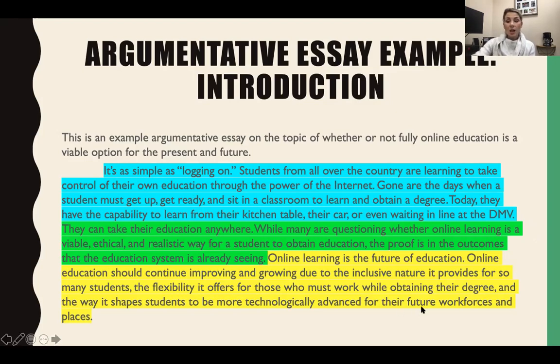And then this in yellow is what we would call a thesis, okay? This is the whole purpose and message of your entire essay. Online learning is the future of education. Online education should continue improving and growing due to the inclusive nature it provides for students, the flexibility, and the way it shapes students to be more technologically advanced. What I've done there is I've given you the message that this essay is going to be about. And I've even broken down the various parts that this essay is going to go into.